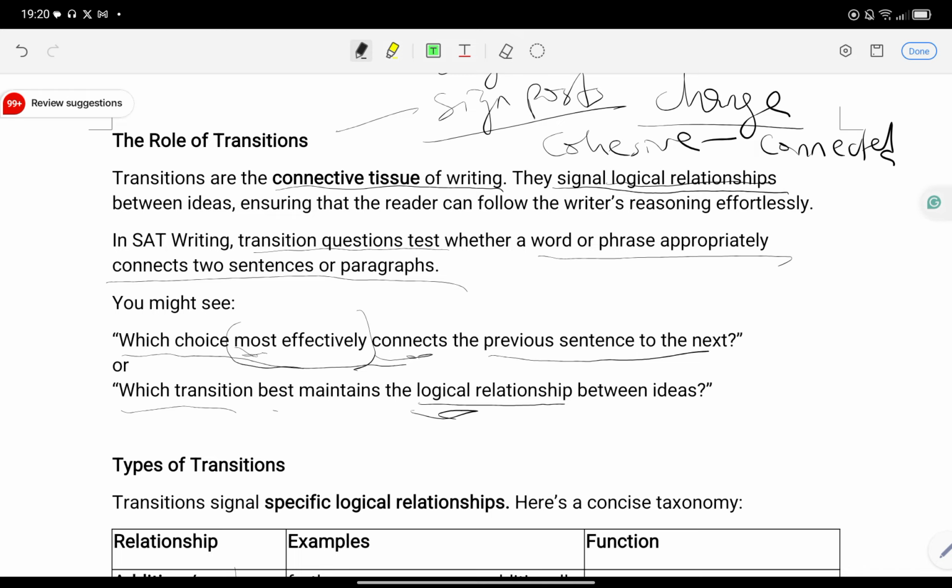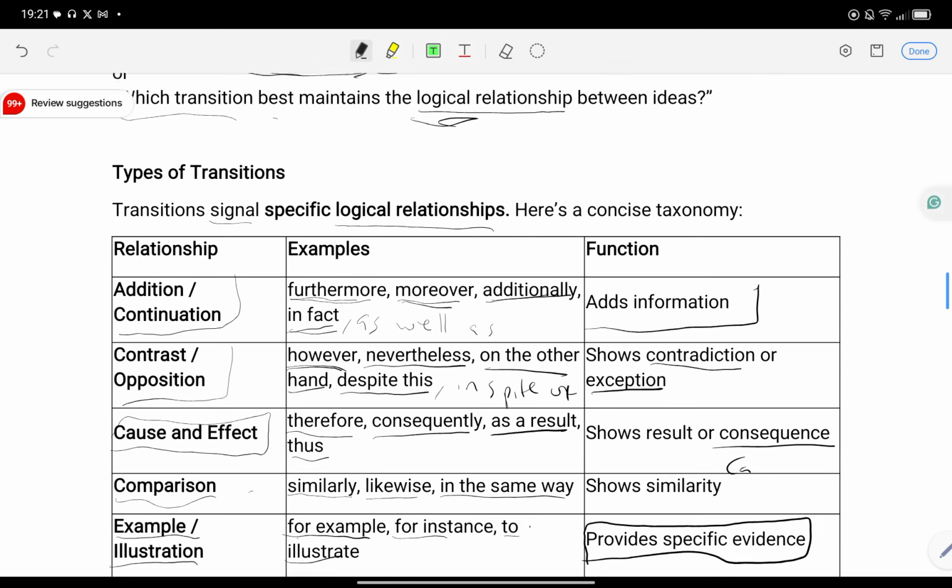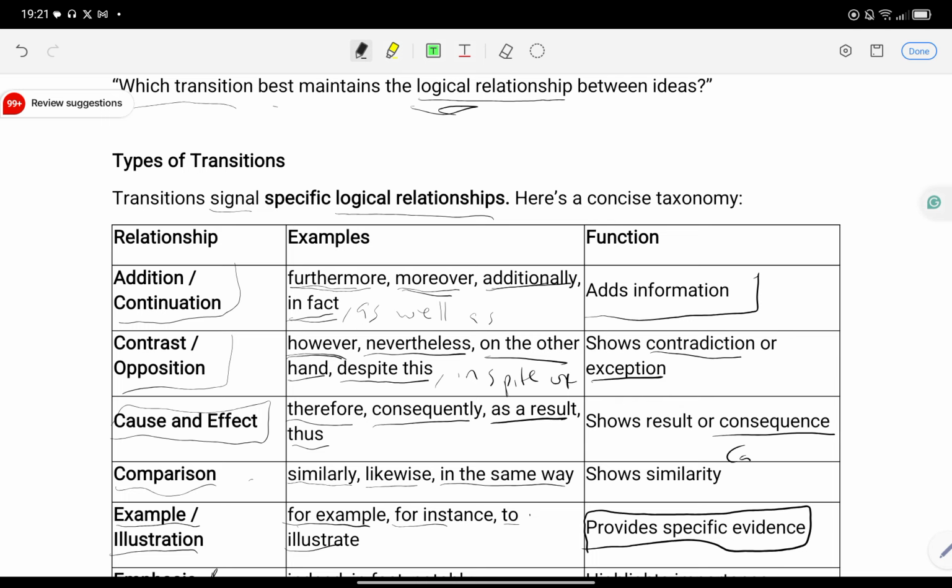Now, types of transitions. I told you that transition words are also signal words. They signal the relationship between two words, two sentences, two paragraphs, two ideas. Basically, they signal the logical relationship. So now let's discuss the types of relationships that transition words signal and the examples of words that could signal those relationships.